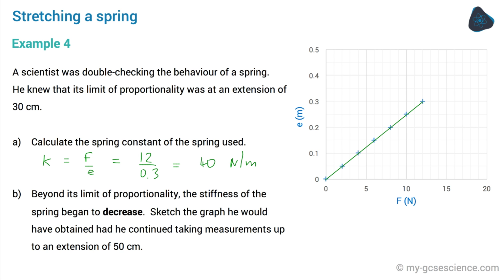For part B, we've been told that the limit of proportionality for the spring is at an extension of 30 centimeters, and beyond this value, the stiffness of the spring begins to decrease. Remember that something which is less stiff is easier to stretch. For every extra newton of weight that we add to the spring beyond 12 newtons, its change in extension will become larger and larger, which means that the graph will curve upwards like this.